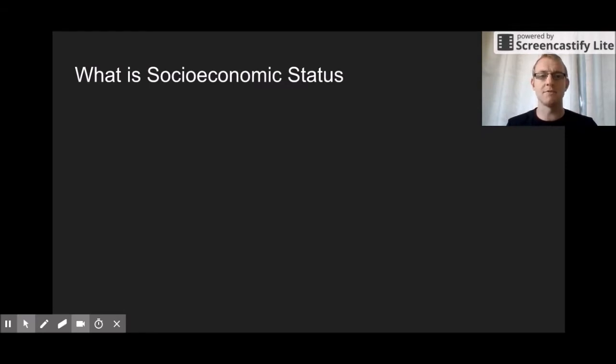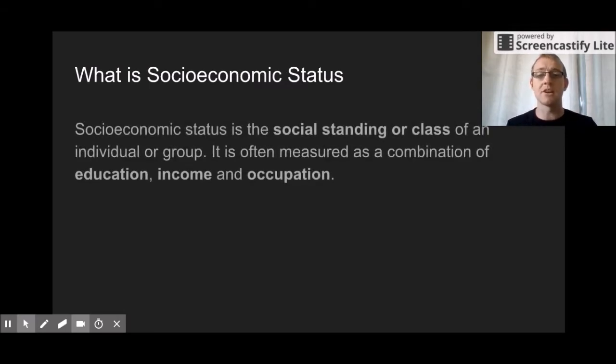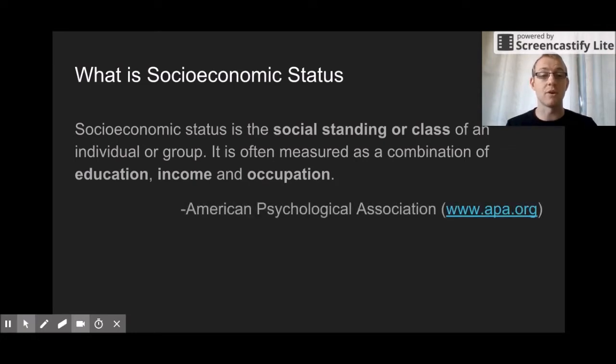We're going to start with a definition. Socioeconomic status is the social standing or class of an individual or group. It is often measured as a combination of education, income, and occupation. And that definition comes from the American Psychological Association website.